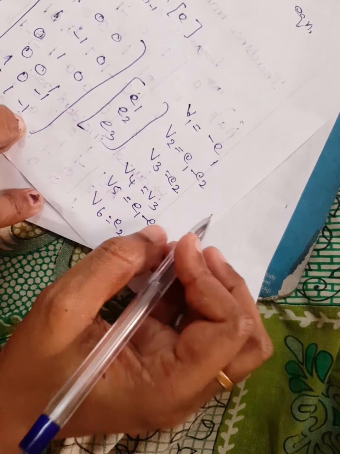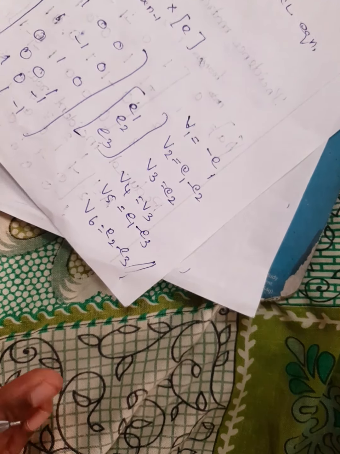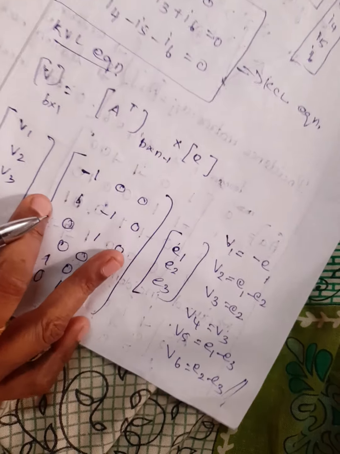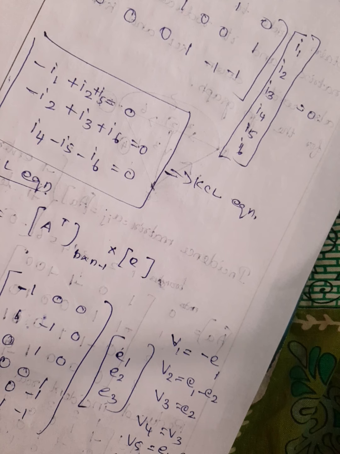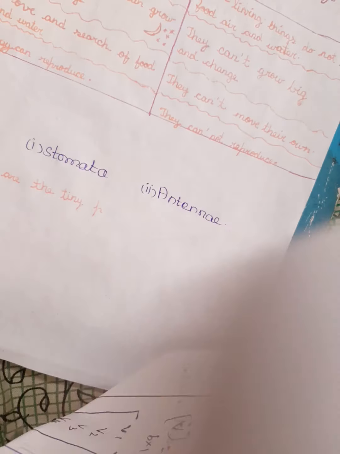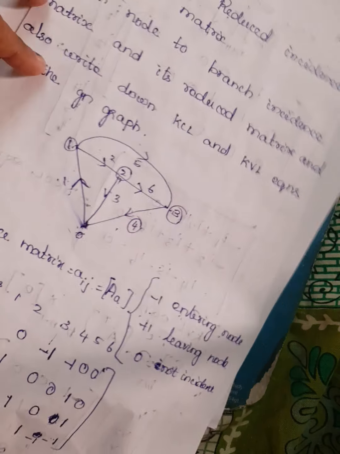So these are the KVL equations. Can you understand? So these are the KCL and KVL equations we want to write from the incidence and the reduced incident matrix. Okay.